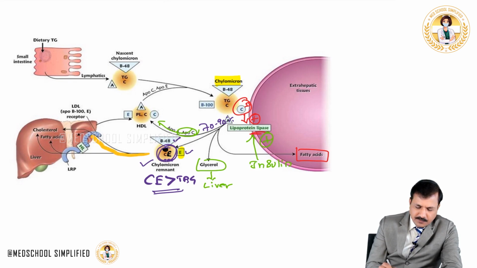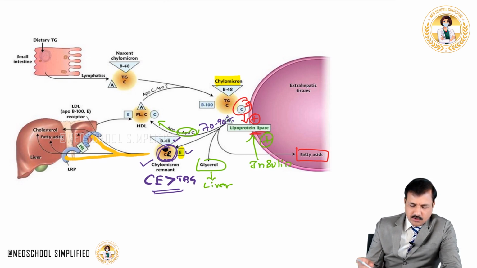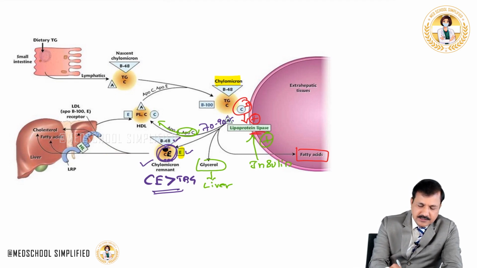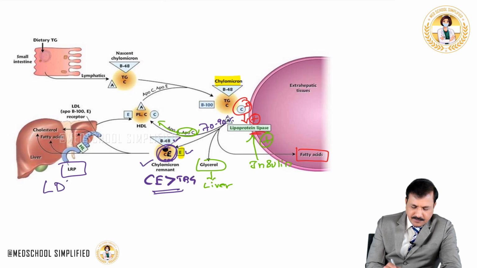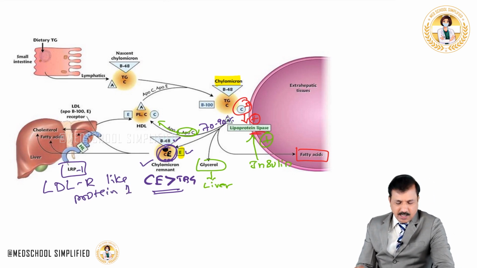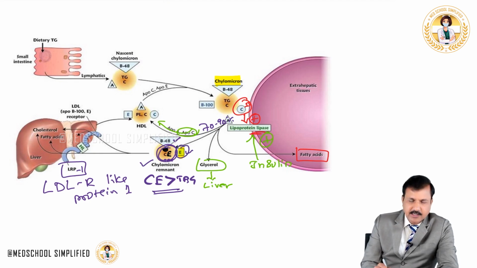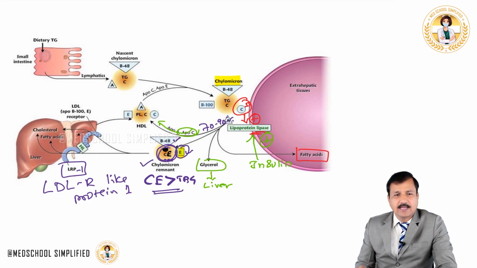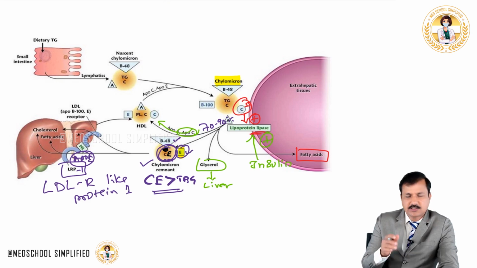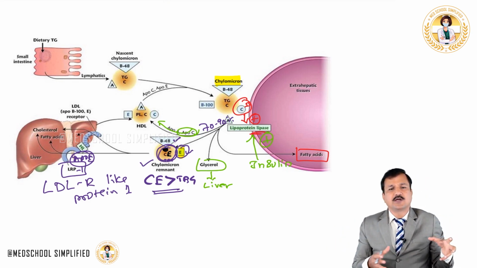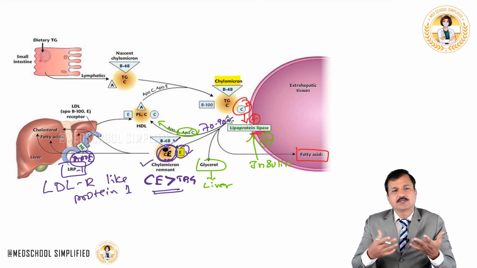That is done through the LRP receptor and also the LDL receptor. Most predominantly it is taken up by the LRP receptor. LRP is LDL receptor like protein 1, and that is why sometimes it is written as LRP1. This LRP1 receptor recognizes Apo E as the ligand. So Apo E is recognized by this LRP receptor and it is endocytosed. The entire chylomicron remnant gets in and offloads its content.